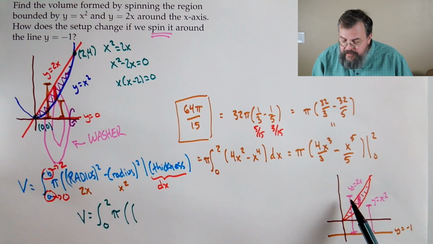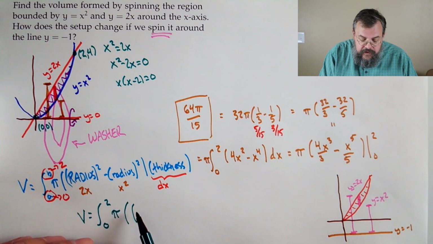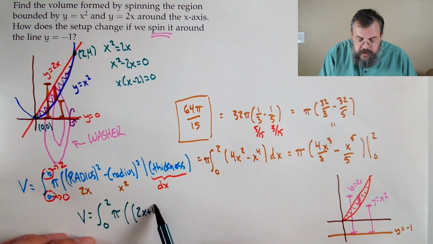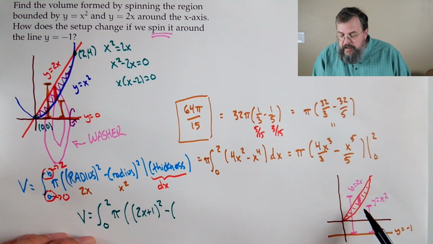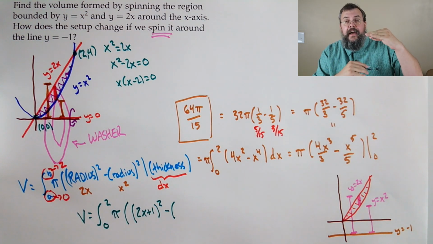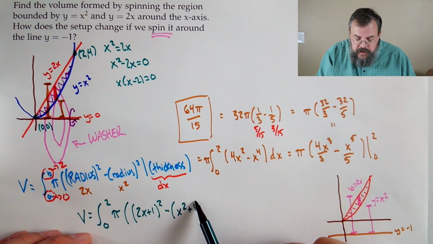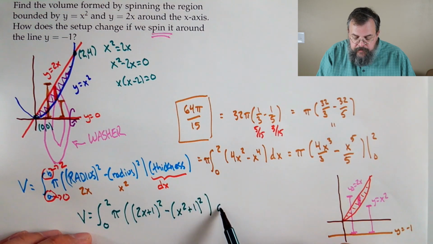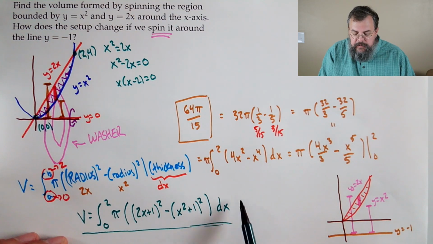So 2x subtract -1 would be 2x minus -1, also known as 2x plus 1, quantity squared, minus, and now again, we're going to take the radius of the inner part, x squared down to -1. We again subtract, high minus low. X squared subtract -1 becomes x squared plus 1, quantity squared. And then our thickness still is dx. So that's how our setup changes.